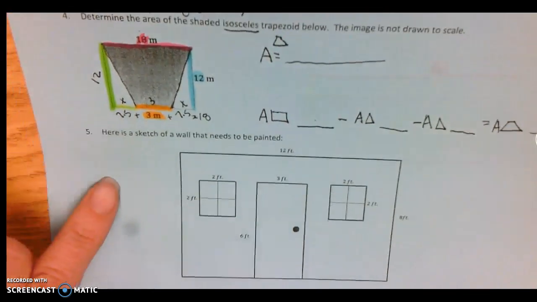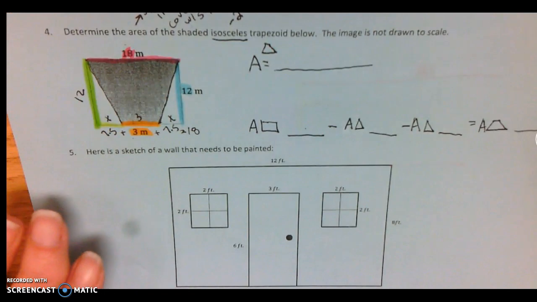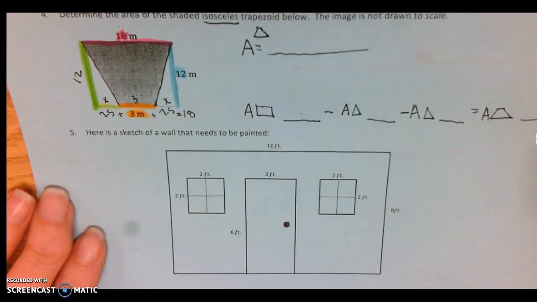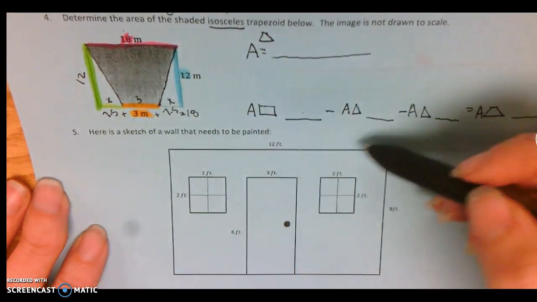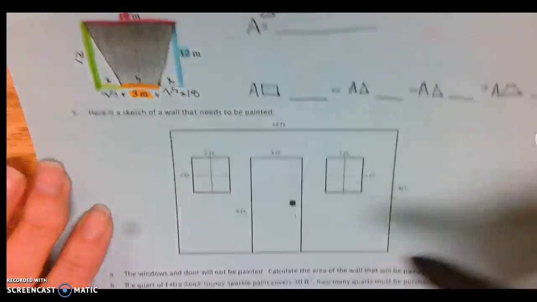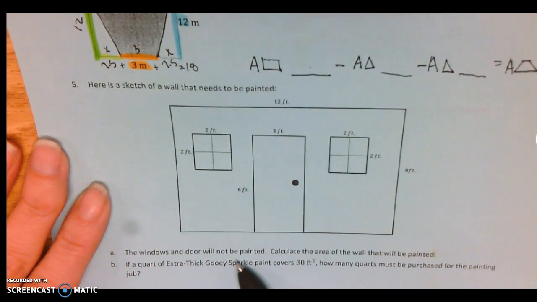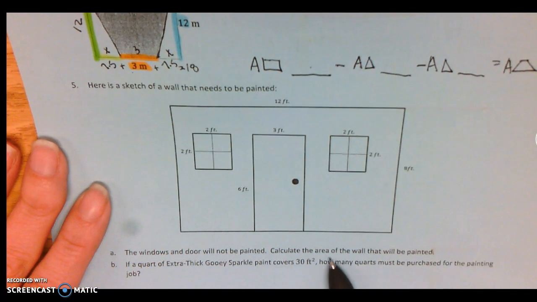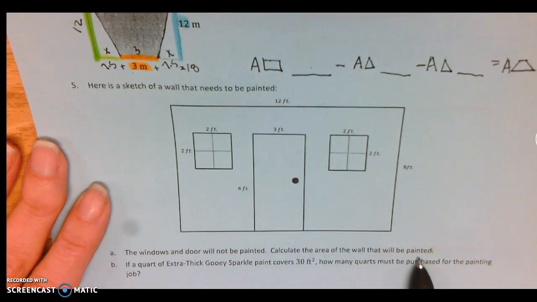Next, let's go to this one here. So here it says, here's a sketch of a wall that needs to be painted. So I see I have a big wall, I have windows, and a door. It says the windows and door will not be painted. Calculate the area of the wall that will be painted.